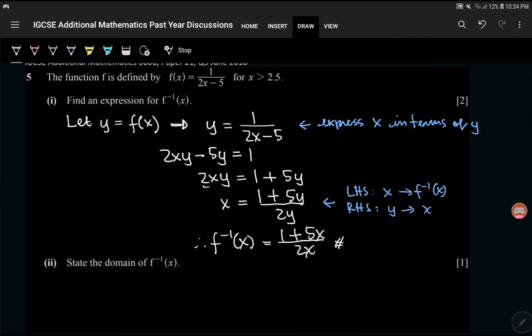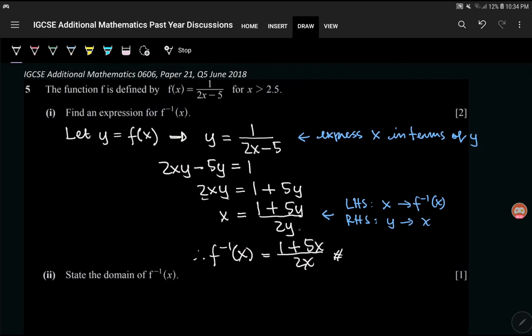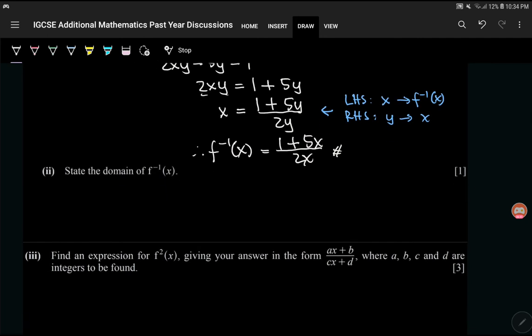Some of the students, even the Malaysians, tend to leave the answer like this. No, this is not acceptable. This is not the answer that the examiners want you to give. So you need to remember, after you manage to express x in terms of y, change x on the left hand side into inverse f of x, and on the right hand side change y into x. Any term that contains y changes to x. Alright, so we have this answer.